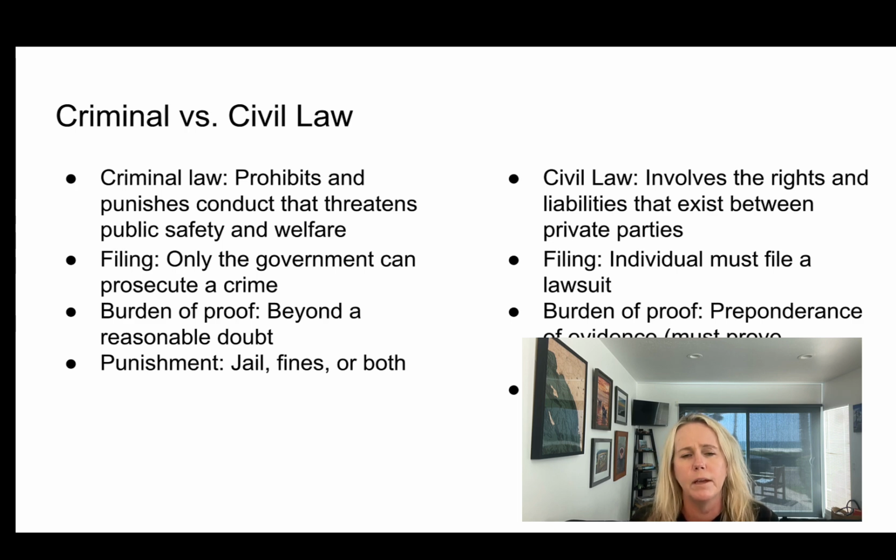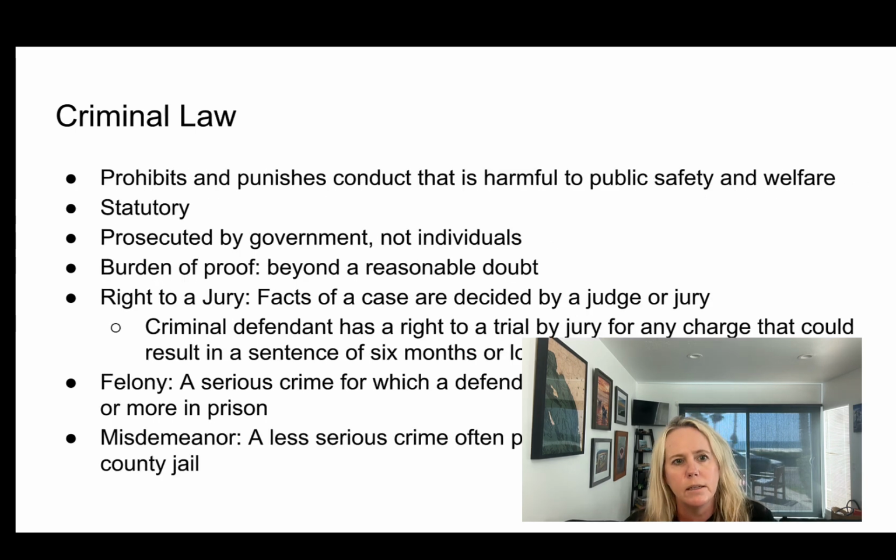The burden of proof in a criminal case is beyond a reasonable doubt. I talked about that in the last lecture. Versus in civil cases, preponderance of the evidence. You do have to show that you've been harmed or damaged in a civil case. Punishment in criminal law is jails, fines, or some combination of the two. And with respect to civil law, the responsible party typically has to pay some kind of damages.